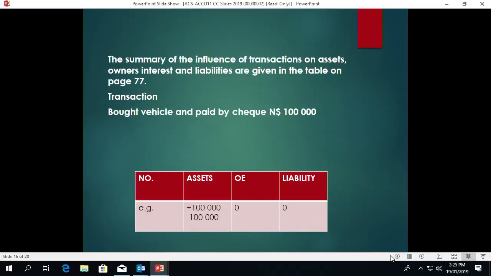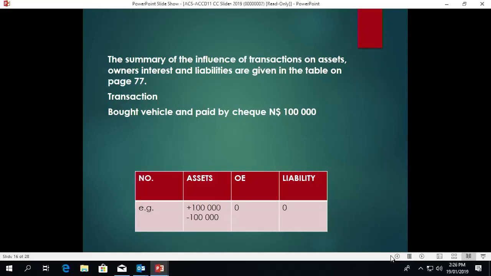And remember, on the vehicle side, because we receive a vehicle, our assets are going to increase with how much? 100,000. That is now the value of the vehicle. And then what will happen to our money in the bank? Our money in the bank is going to decrease with 100,000 because we took out 100,000 from the business to do what? To buy a vehicle, and then on our asset is increasing. So that is now what you do in the accounting equation.